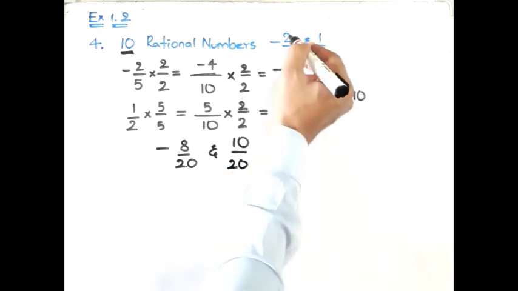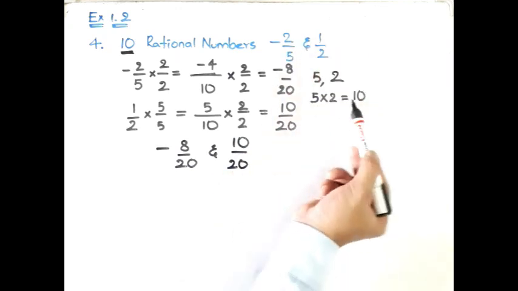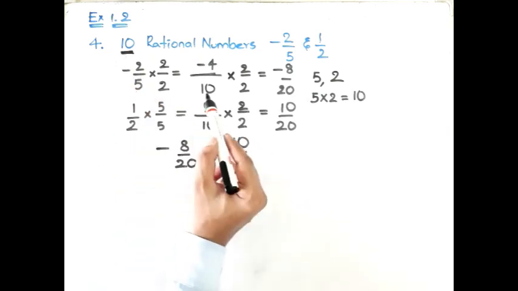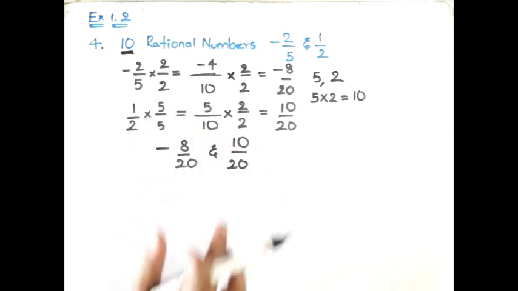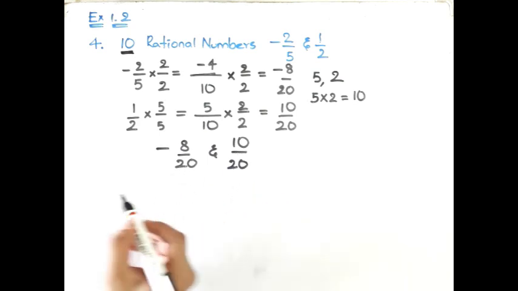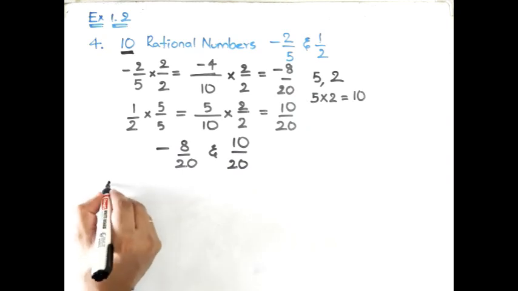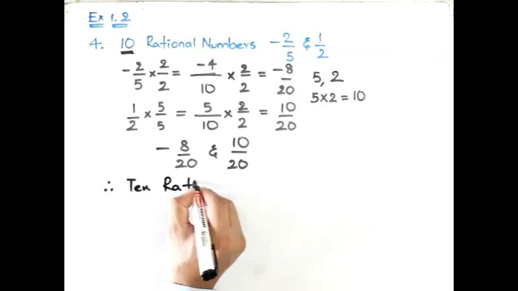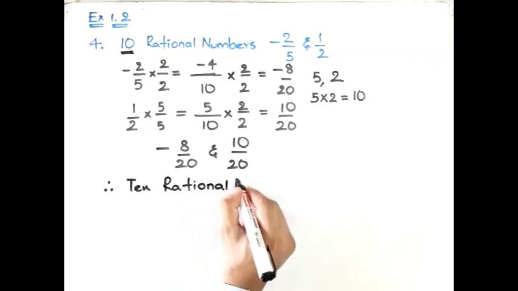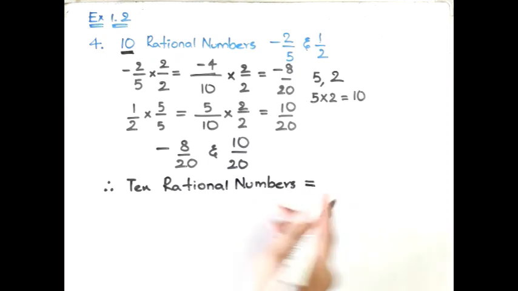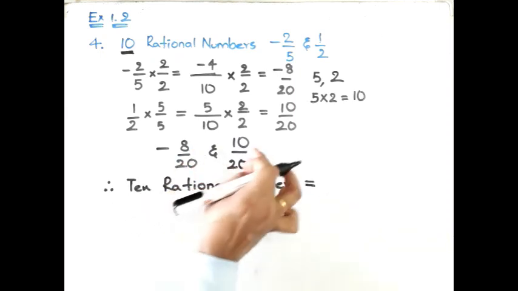The original numbers are minus 2 by 5 and 1 by 2. First we made the denominators the same. Then, as we cannot get 10 rational numbers by taking 10, we increased to 20. Now look, minus 8 by 20 and 10 by 20. If we start writing the 10 rational numbers, you should not take minus 8 by 20 and 10 by 20 themselves.